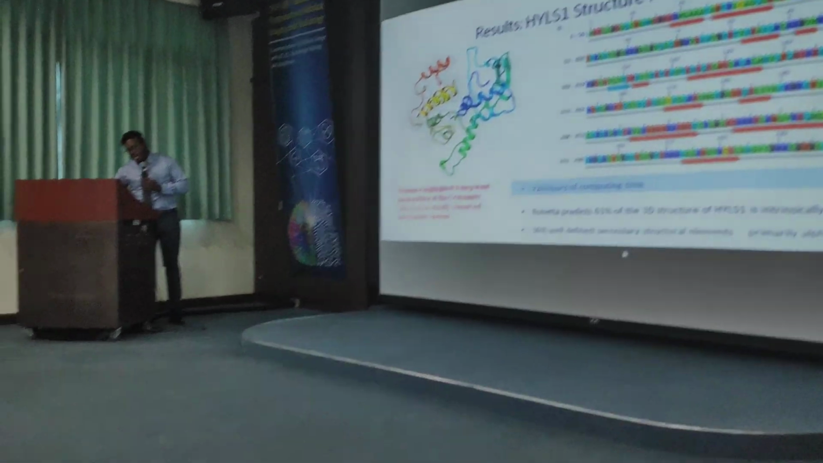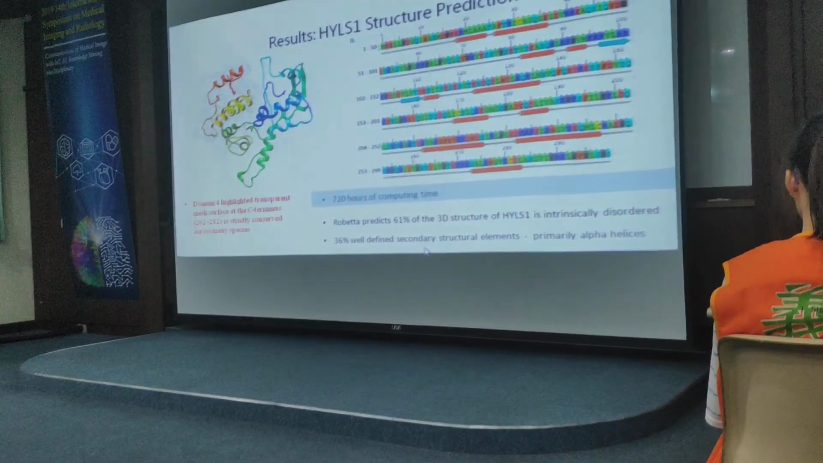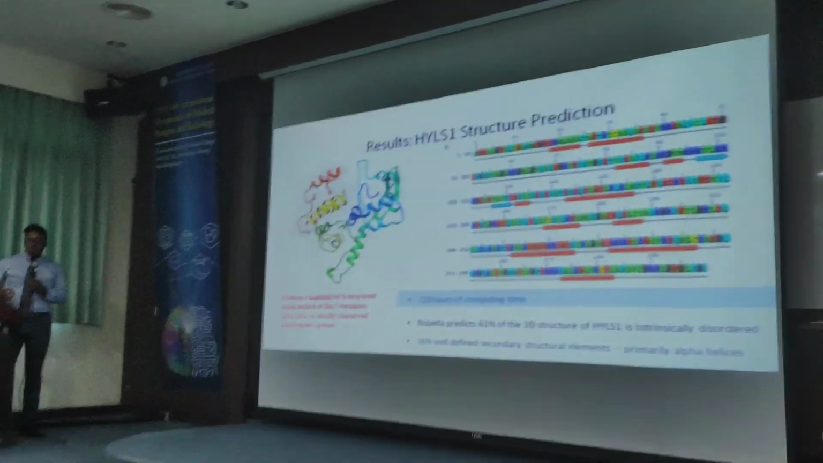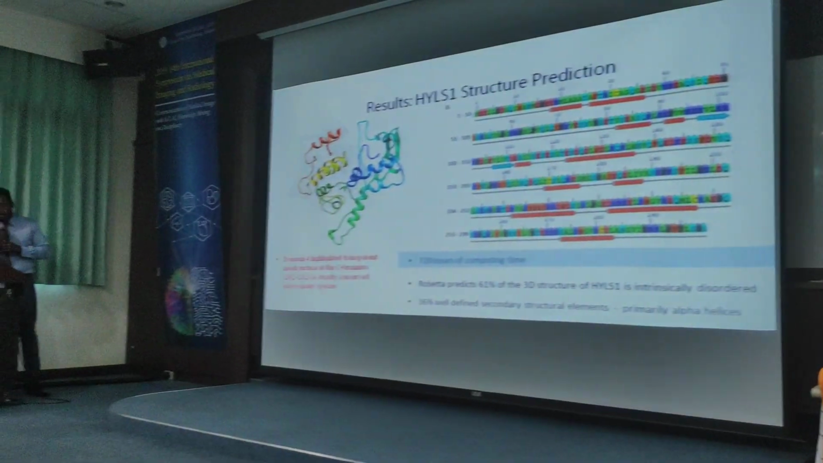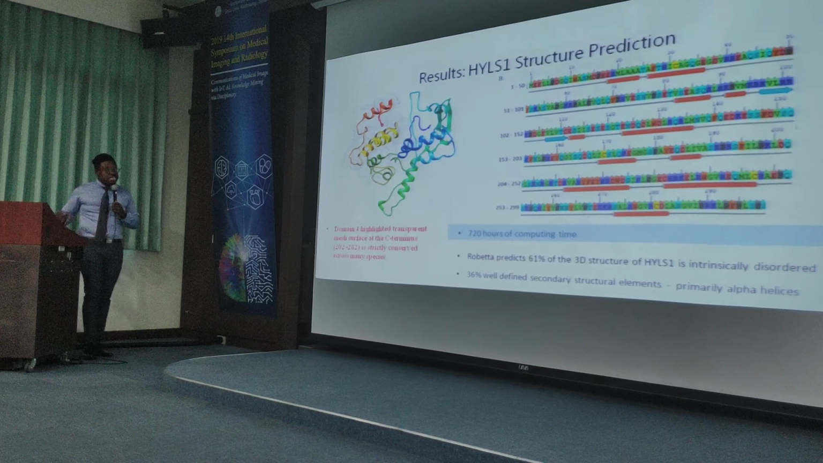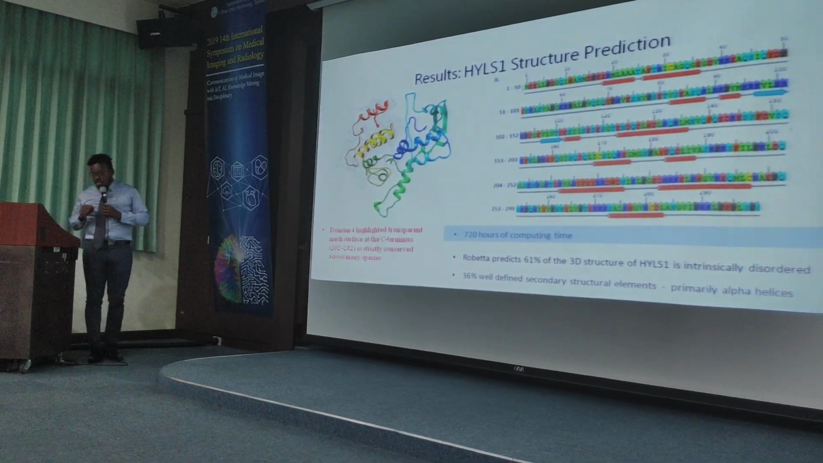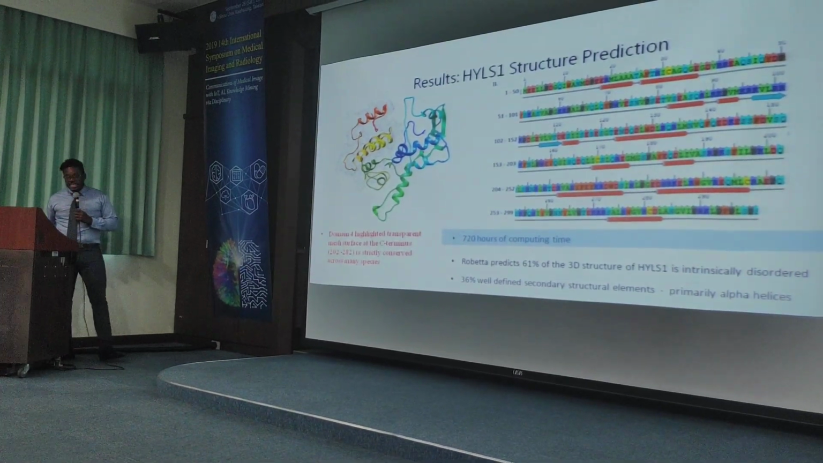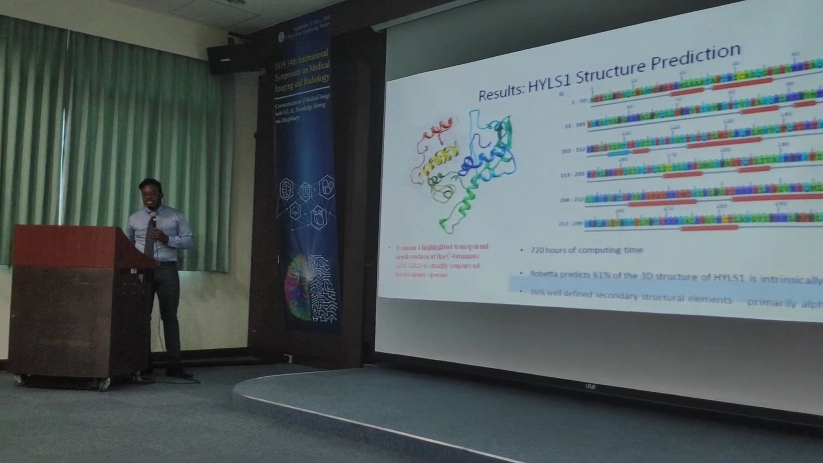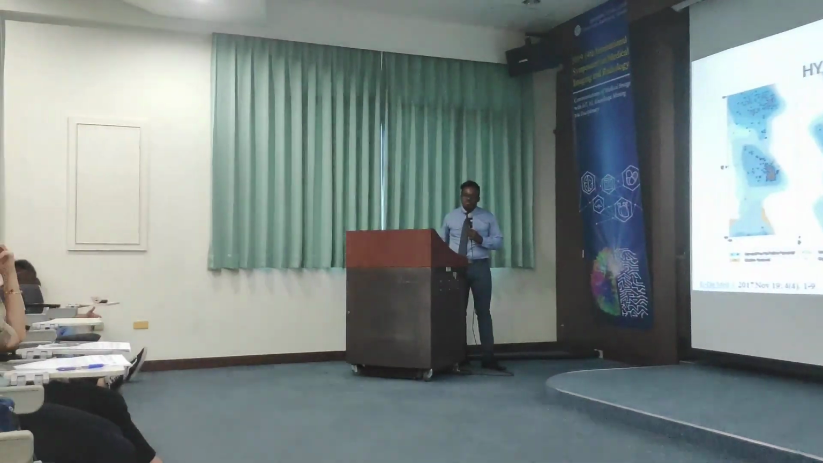Now the second characteristic is that 36% have well-defined structural elements. So basically we can say that the Hydrolethalus syndrome protein is highly intrinsically disordered. And this is a big problem. Why is this a big problem?